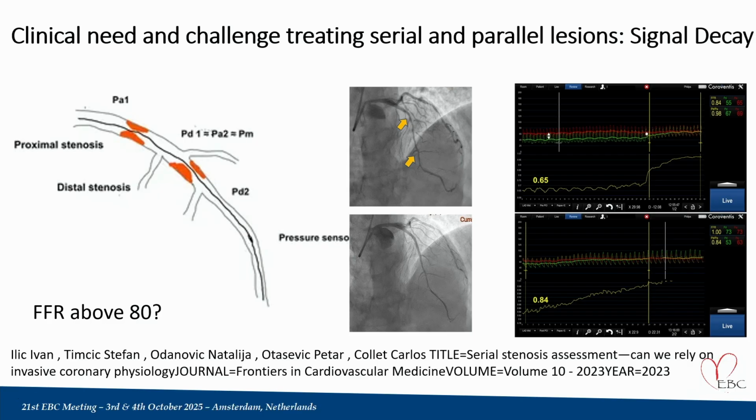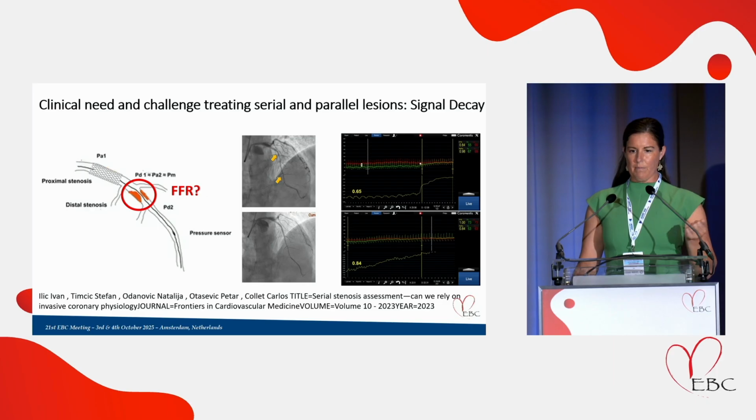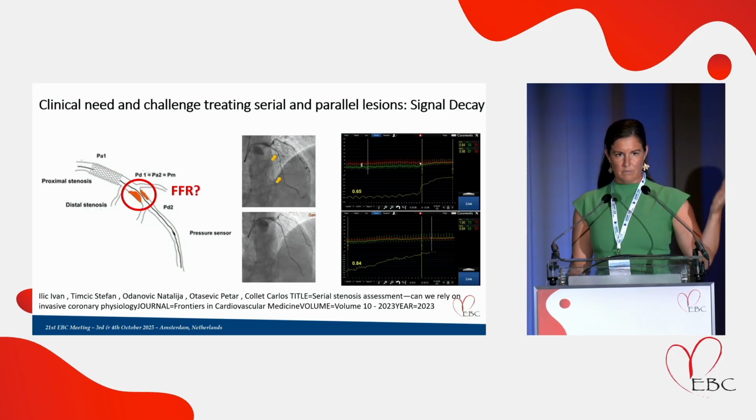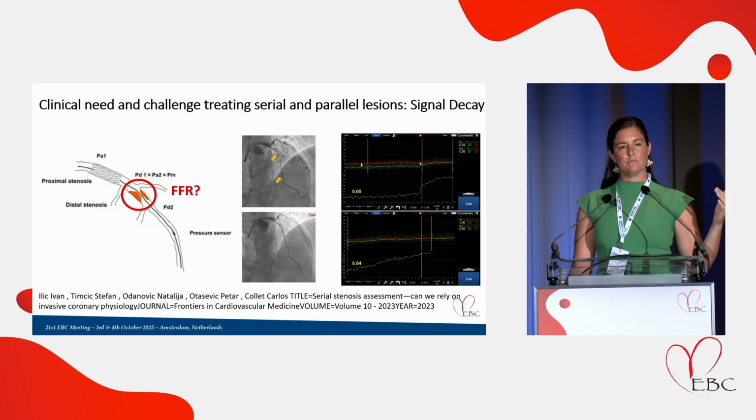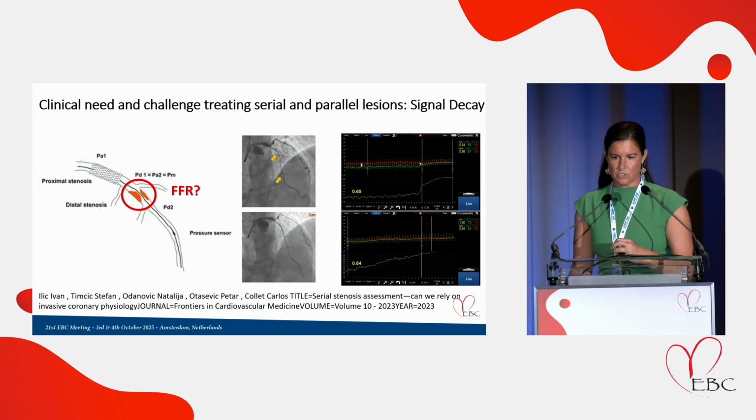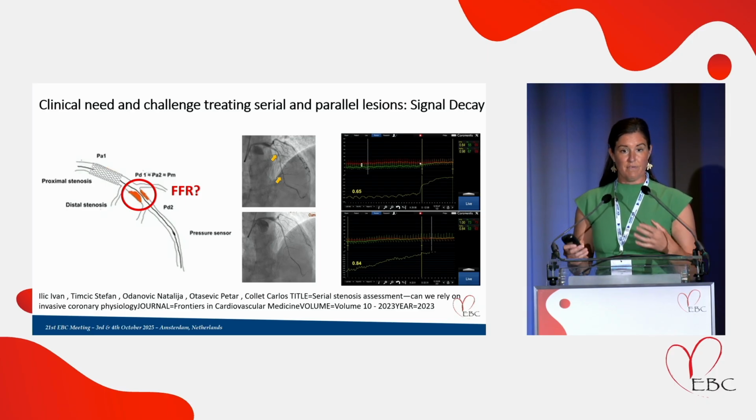The problem is that when there are serial lesions, bifurcation lesions, multiple lesions, we can't actually isolate the lesions individually to determine what the actual FFR is. So here's the problem: you wouldn't be stenting the proximal lesion first, and so inherently that is interfering with the pressure drop from that distal lesion. So what is the actual FFR of the distal lesion?